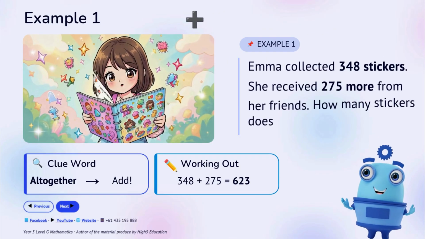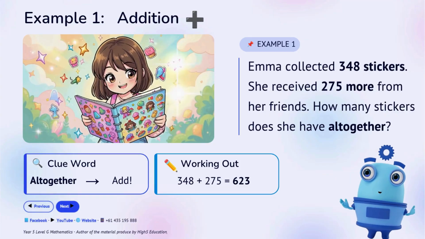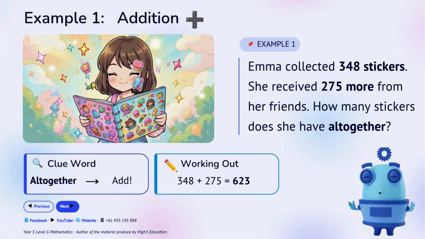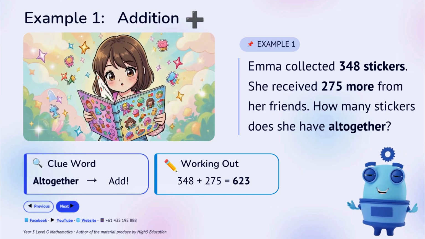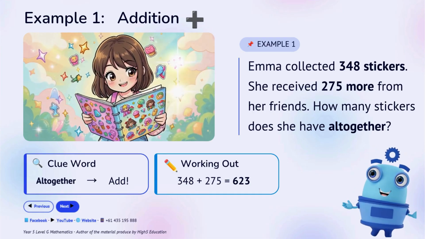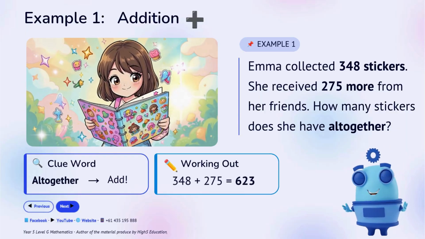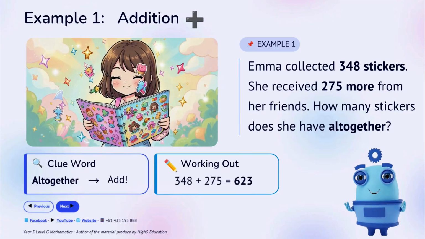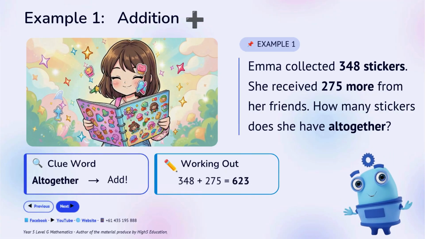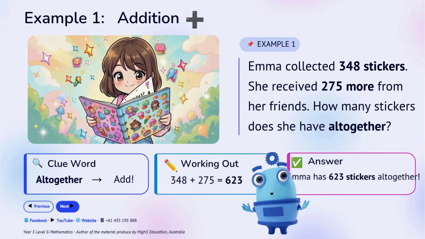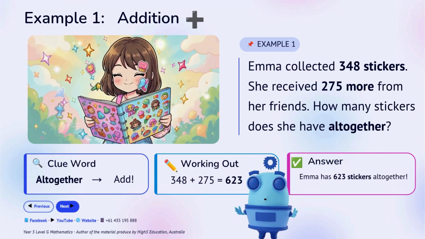Here's example number 1, which is addition. Emma collected 348 stickers. She received 275 more from her friends. How many stickers does she have altogether? Okay, our clue word is altogether, which means to add. In order to know the answer, you need to add 348 plus 275. It equals 623. So the correct answer is Emma has 623 stickers altogether.